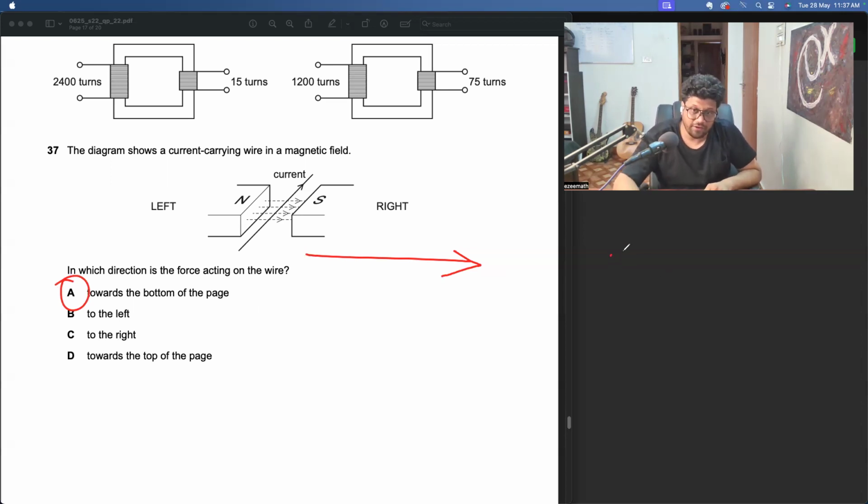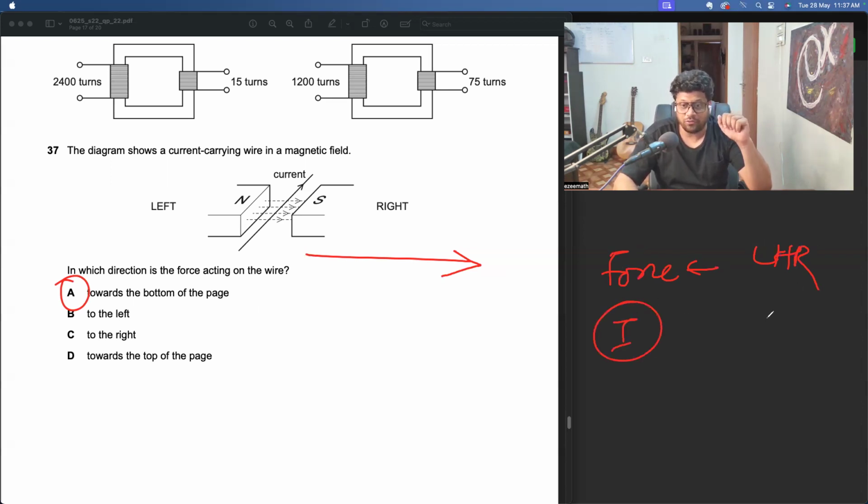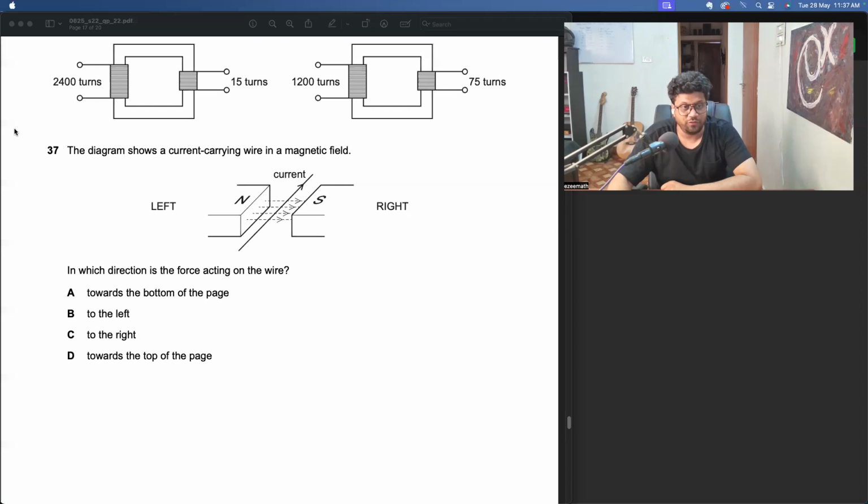Again, I would say whenever it comes to finding out the direction of force in the presence of a magnetic field and current, use the left hand rule. Trying to find out current, use the right hand rule. That's it. You just have to learn how to use it. And maybe you should do a few practice questions on the left hand and the right hand rule.